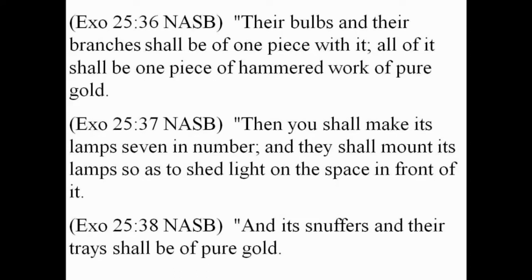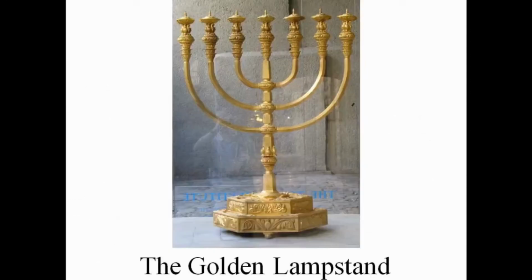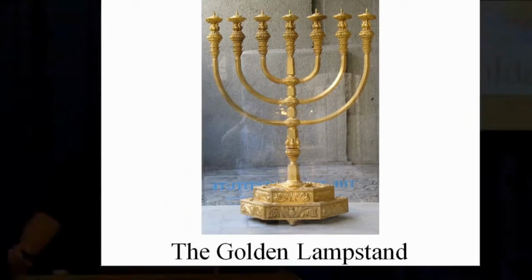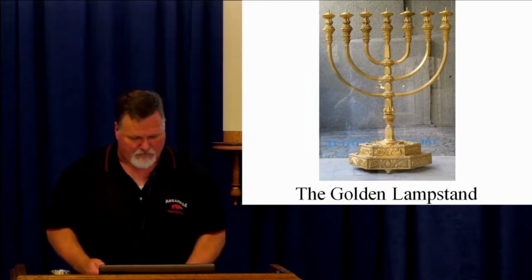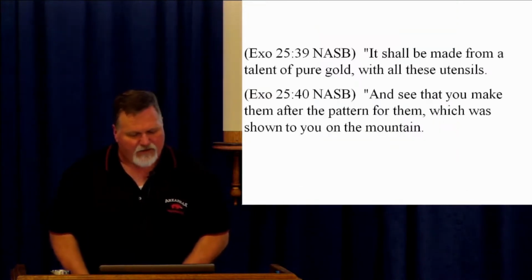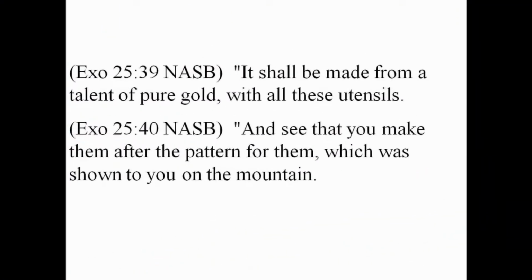Then you shall make its lamps 7 in number, and they shall mount its lamps so as to shed the light on the space in front of it. And its snuffers and their trays shall be of pure gold. So that's a rendition of what they think the golden lampstand looked like. It shall be made from a talent of pure gold with all these utensils, and see that you make them after the pattern for them which was shown to you on the mountain.